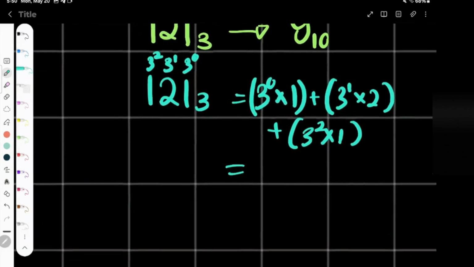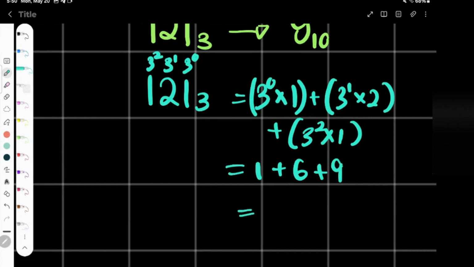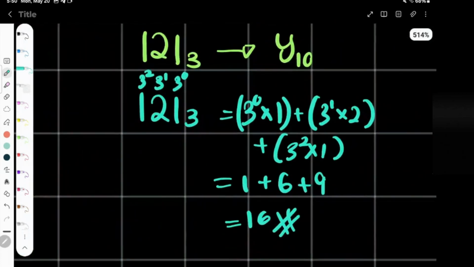And then you use your calculator. So 1 times 1, 1. 3 times 2, 6. 9 times 1, 9. So 1 plus 6, 7. 7 plus 9, 16. Ta-da! Simple. Understand?